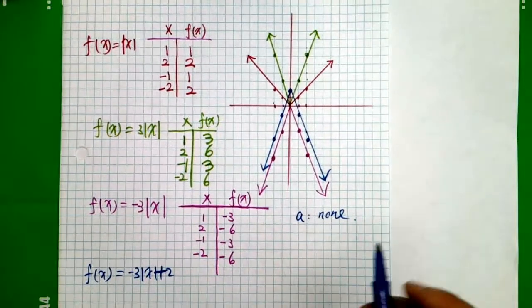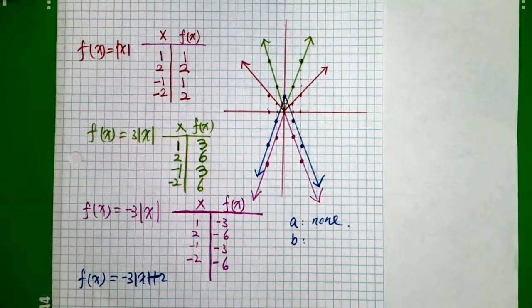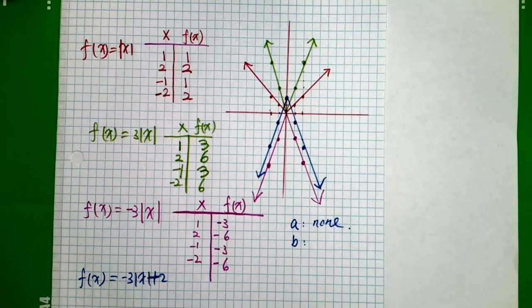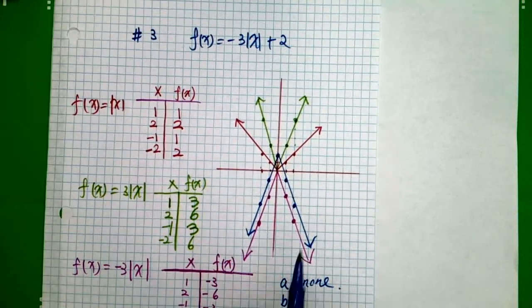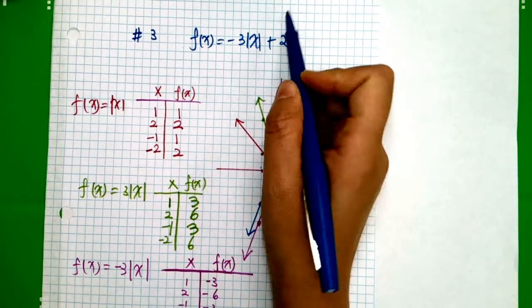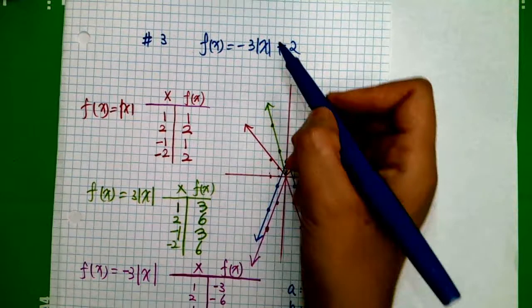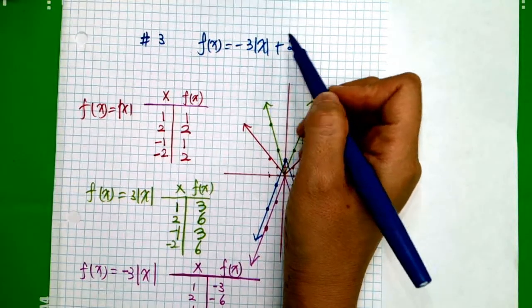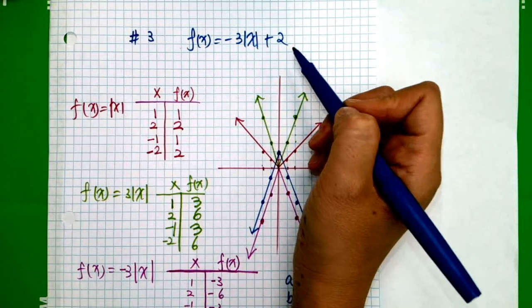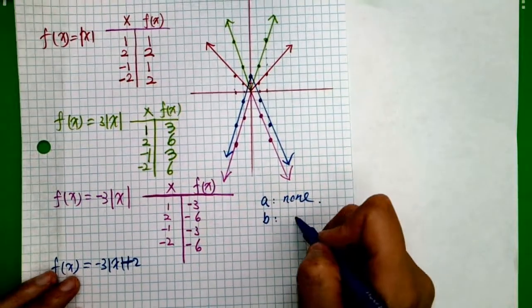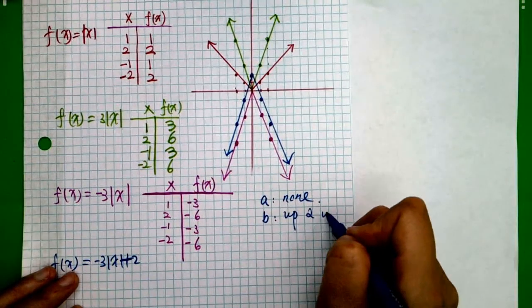Okay. B, the question is asking, have you done any vertical shift? We did, because the number outside is in charge of vertical shift. Whatever the number is, we do exactly that. Plus 2 means vertically shifted 2 units. So we say up 2 units.